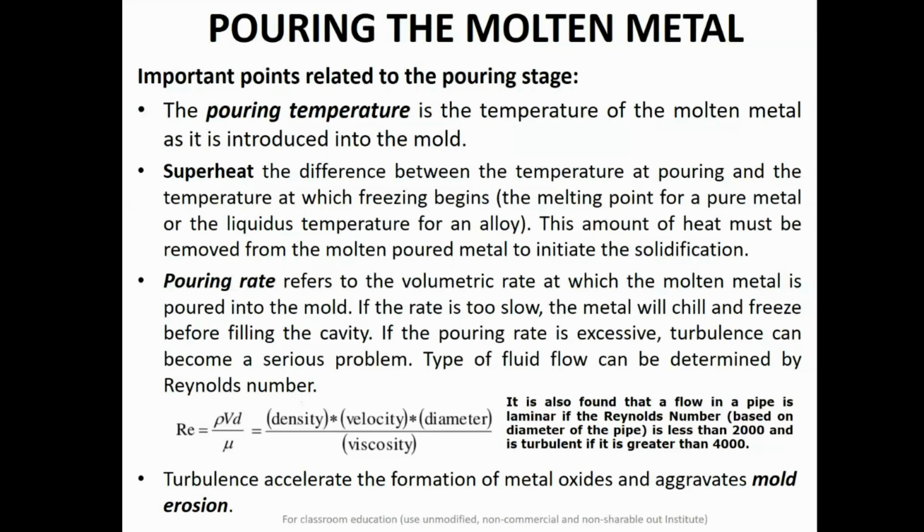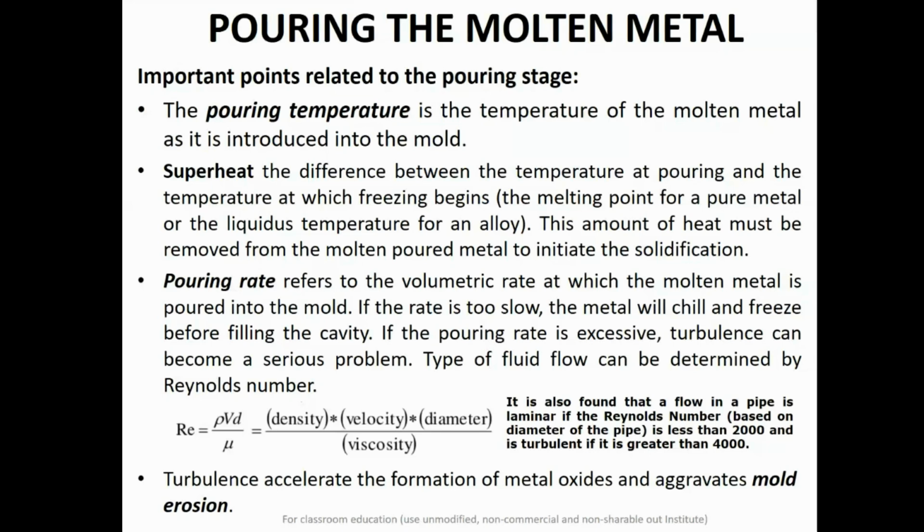And so the type of flow, whether it is a laminar flow or a turbulent flow: in most casting applications, this molten fluid flow should be laminar flow. And that type of fluid flow can be determined by a well-known number, which is known as the Reynolds number.